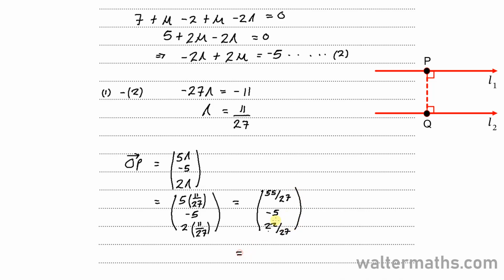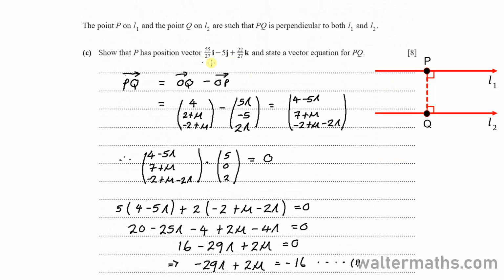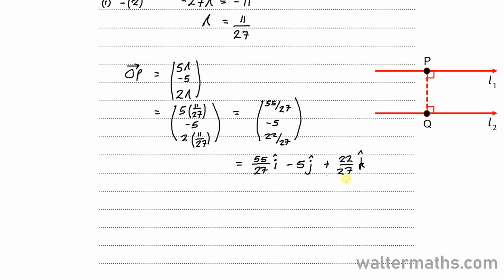And we can write that in IJK notation as 55 over 27 I minus 5 J, and it's plus 22 over 27 K. So this is actually what they wanted us to come out with, exactly like this. So I'll say here, hence shown. So we're done with that first part.